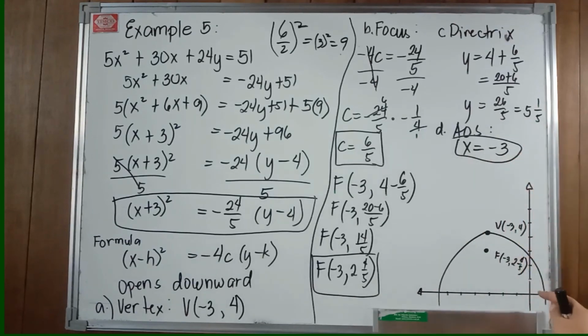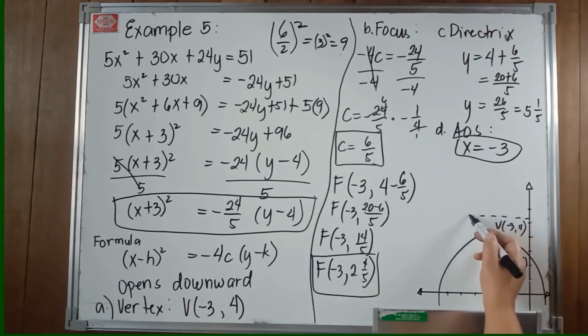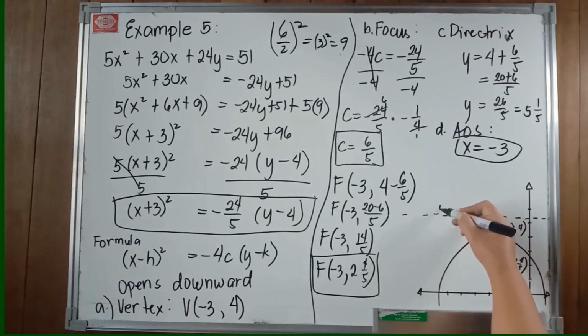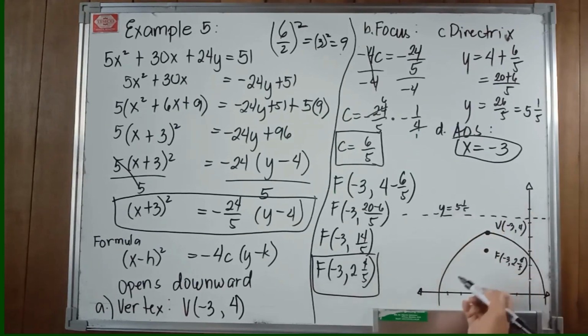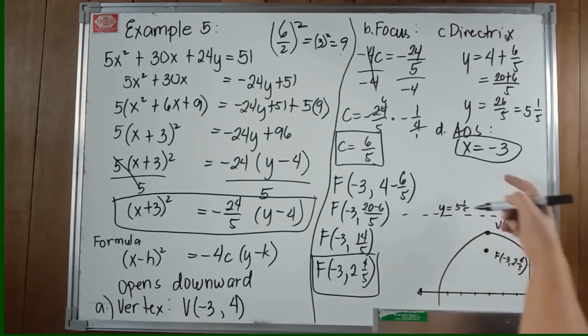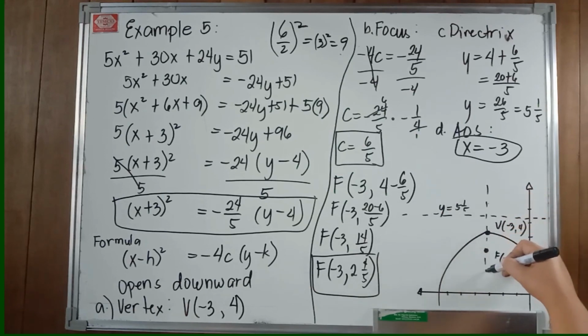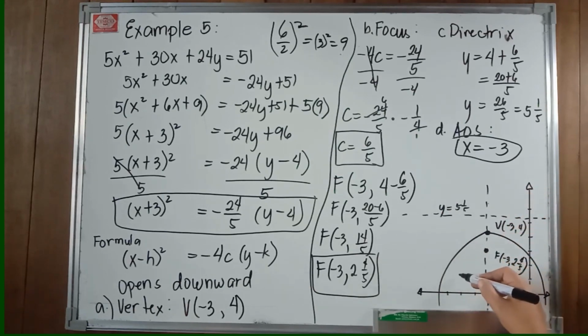For our directrix, it is 5 and 1/5. So that is our directrix, 5 and 1/5. And for our axis of symmetry, we have x is equal to negative 3. Our axis of symmetry is a vertical line. X is equal to negative 3. That is our solution.